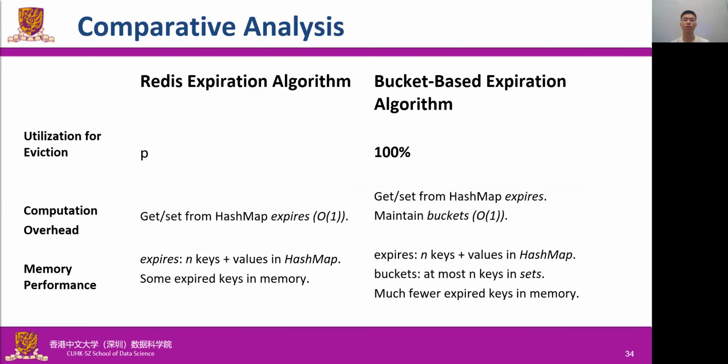Considering the computation overhead, both algorithms are O(1), while ours has an additional overhead on maintaining buckets. We may also double the storage memory for keys, but since we could evict more efficiently, our algorithm will have much fewer expired keys in memory. So overall, our memory usage will decrease.